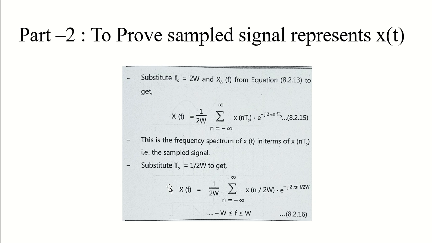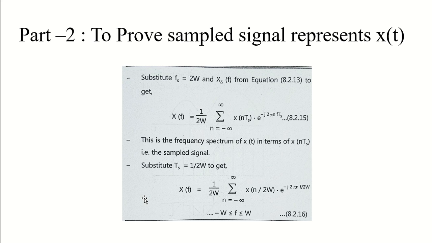We have to substitute fs equals 2 omega, and then X delta of f. From the equation we can write it this way: X of f equals 1 by 2 omega, summation n equals minus infinity to infinity of x of n into ts into e raised to minus j 2 pi n f into ts. And it is pretty much the frequency spectrum of x of t in terms of x of nts. What exactly is a sampled signal? When we substitute the time, which was 1 by 2 omega or half omega, we can get X of f, which will look something like this based on the formula.